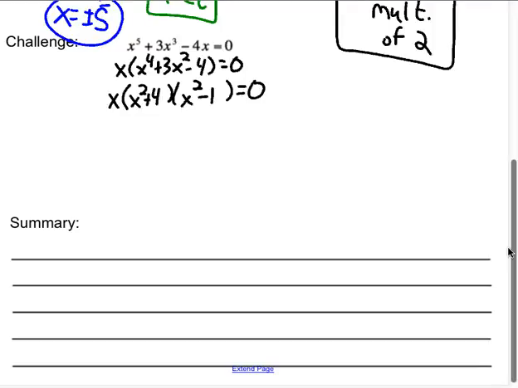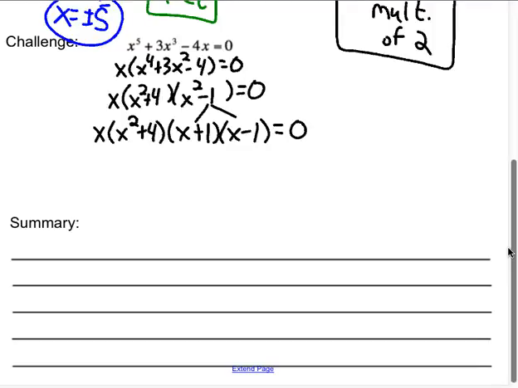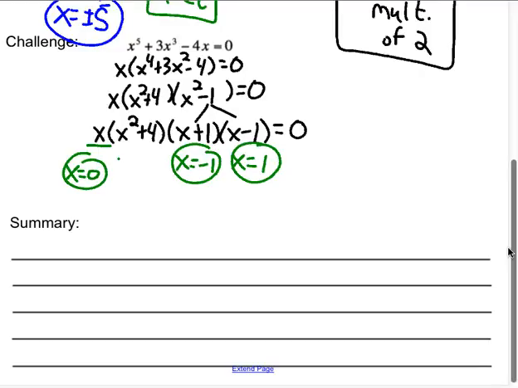And hopefully you guys can recognize that x squared minus 1, that can actually break down even further. That is a difference of squares. So you could break it up into its 2 pieces, right? So here that's going to give us x equals 0, x equals -1, x equals 1. This one, of course, is going to take a little bit more work.